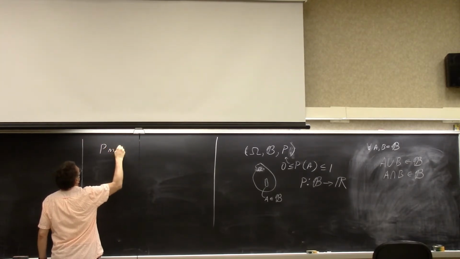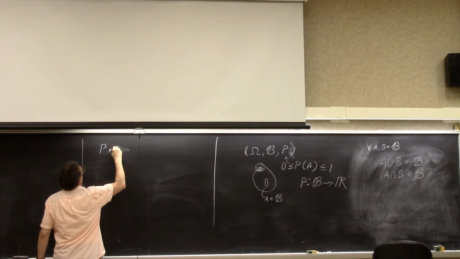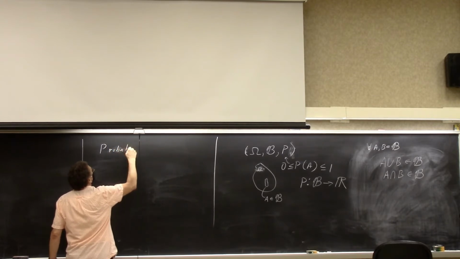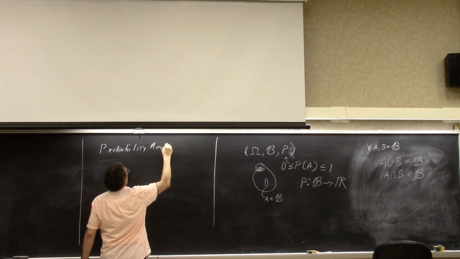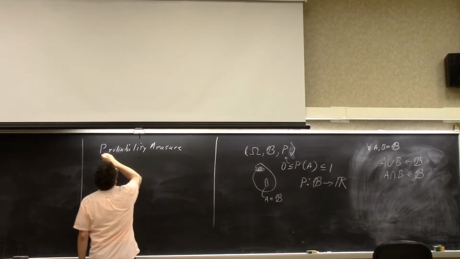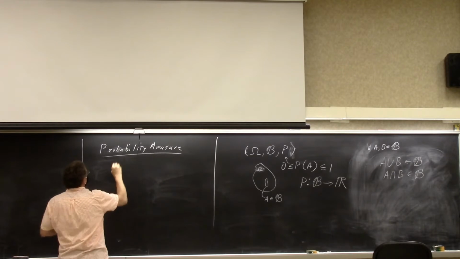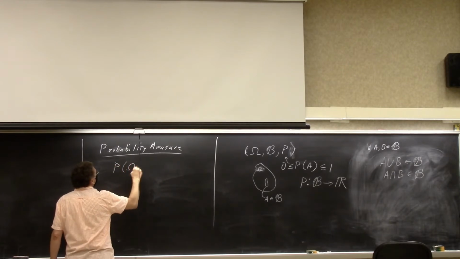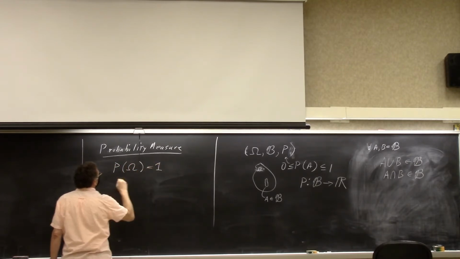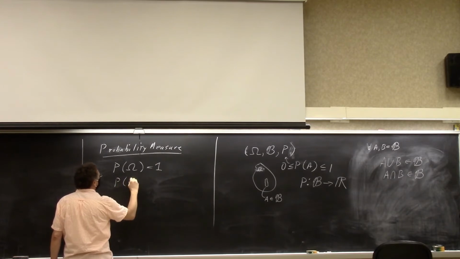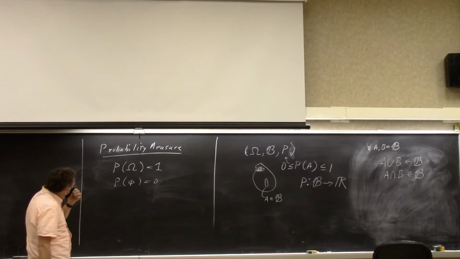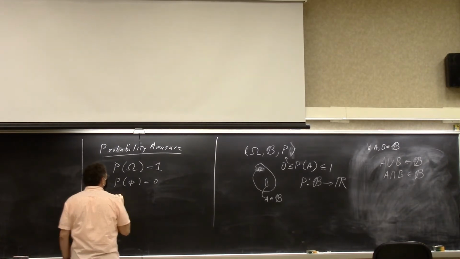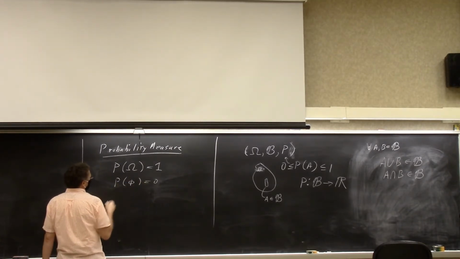The probability measure P has the property that the probability of omega is equal to 1. The probability of the null set is equal to 0. You need this. I'm not sure you need that, actually. You might be able to prove it, but it's fine to assume it.